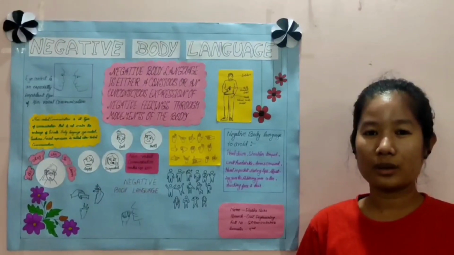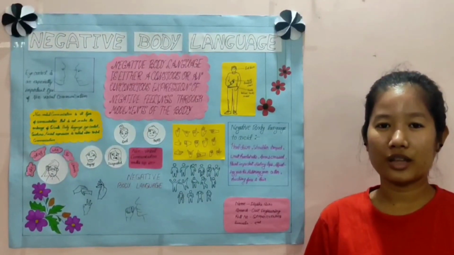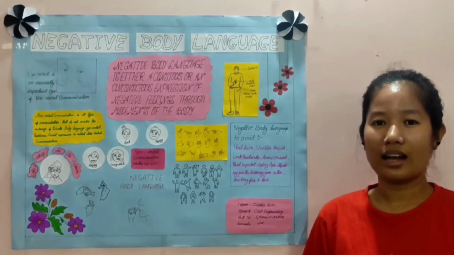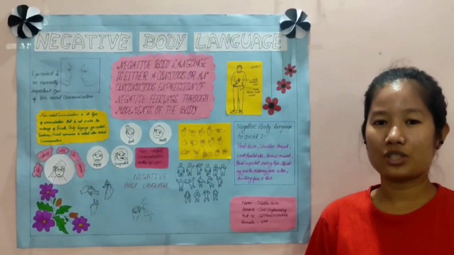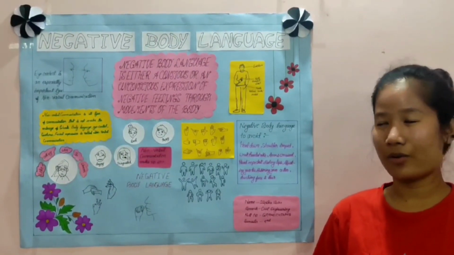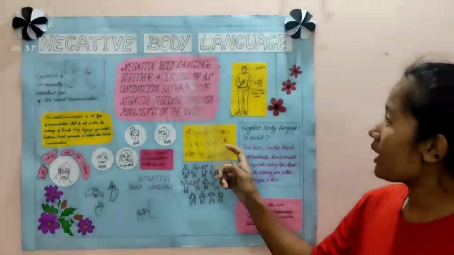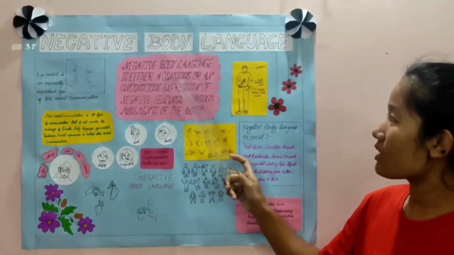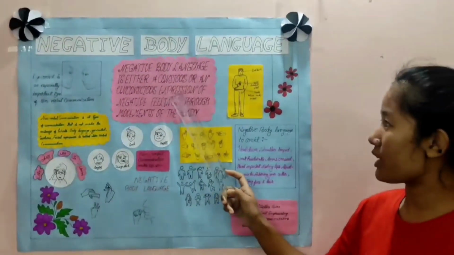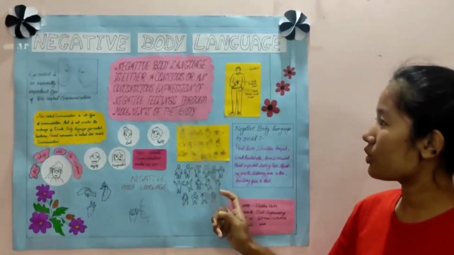As a student of civil engineering, my topic for today is negative body language. There are two types of body language, positive body language and negative body language. Negative body language is either a conscious or an unconscious expression of negative feelings or movements of the body.